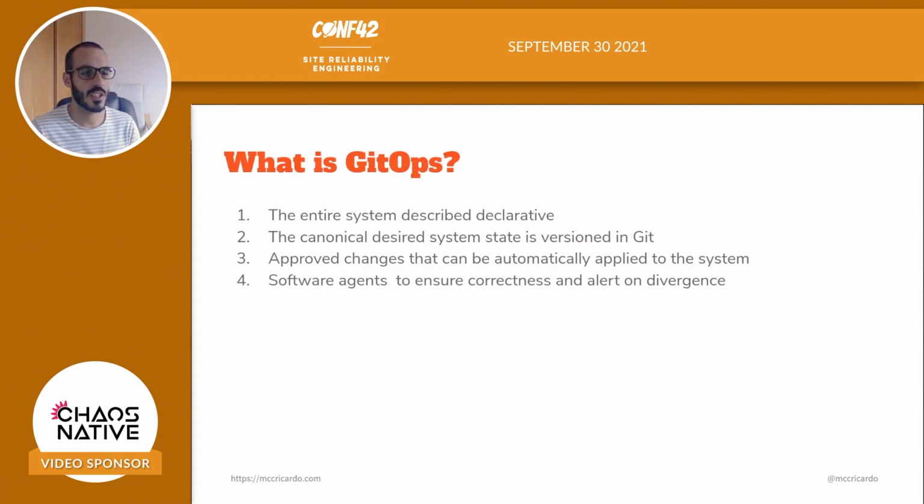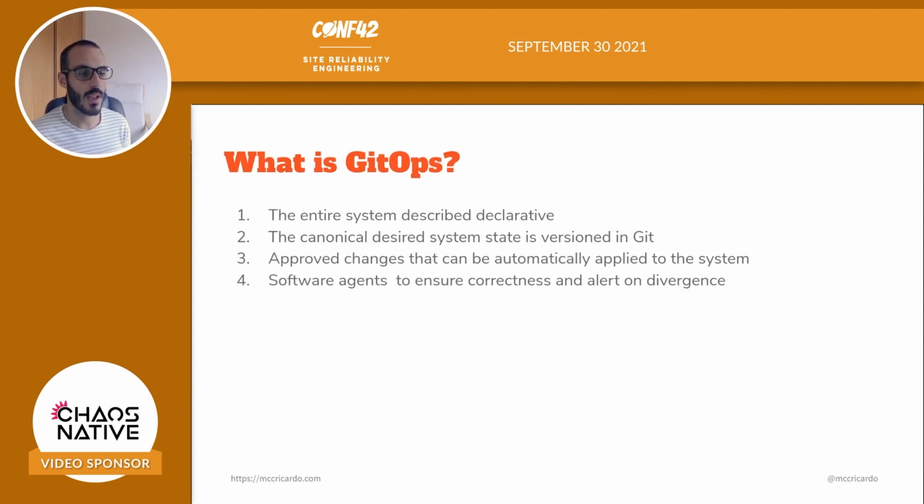Also, approved changes can be automatically applied to the system. So once we have a state declared and kept in Git, the next step is to allow those changes to be automatically applied to the system. What's significant about this is that we don't need cluster credentials to make a change.